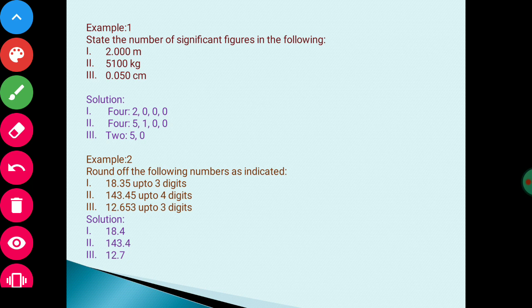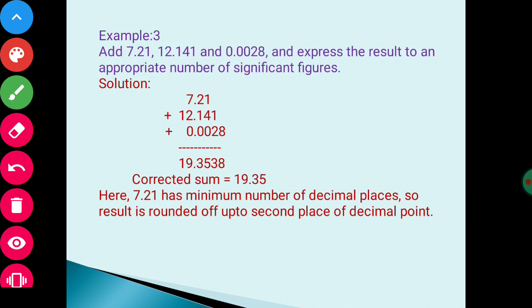Example number 2, rounding off the following numbers as indicated. I have already discussed the rules of rounding off. Here the solution is given. If you are satisfied with that, then okay. If you have any doubt, ask me. Now example number 3, add 7.21, 12.141 and 0.0028 and express the result to an appropriate number of significant figures. See the arithmetic operation: the minimum decimal places.